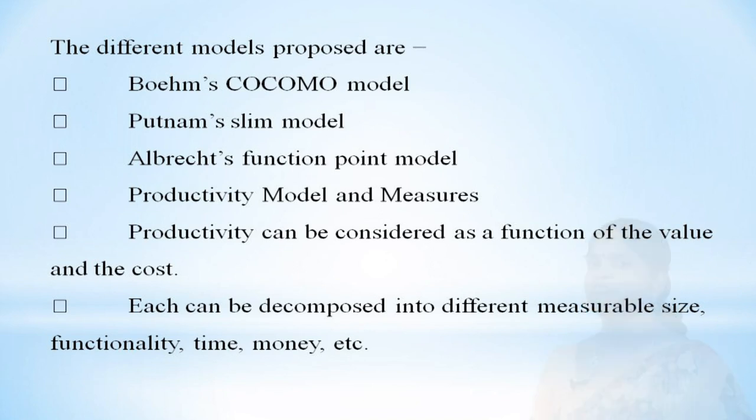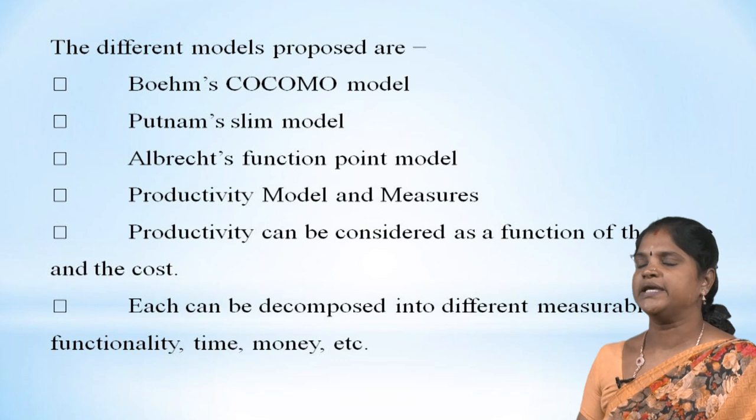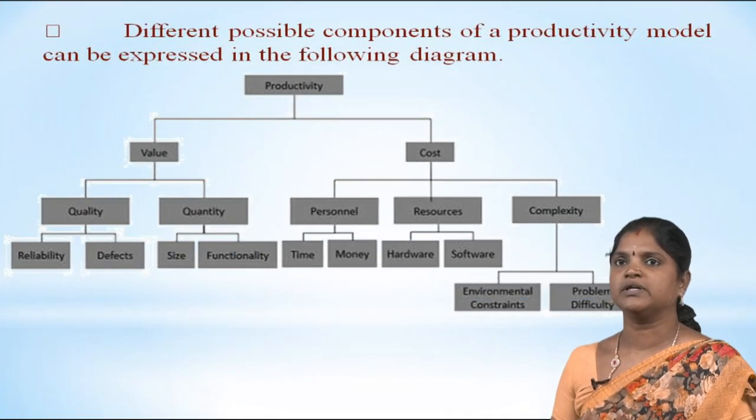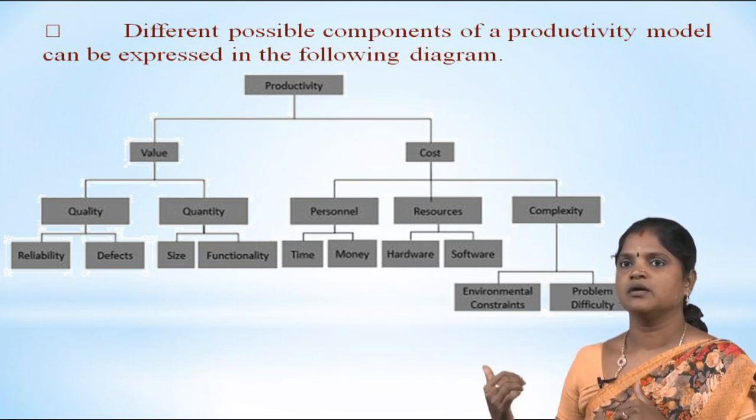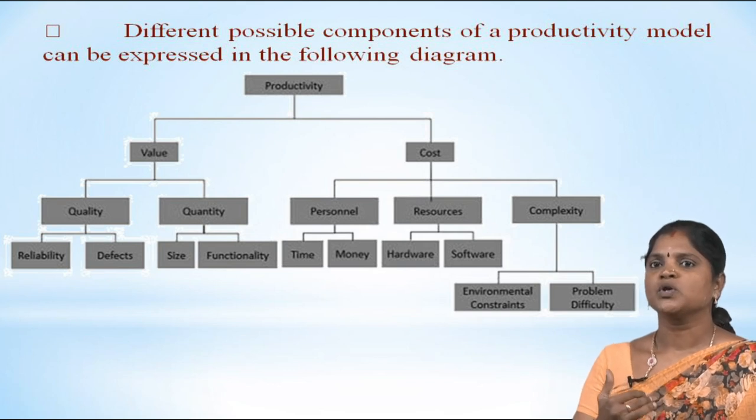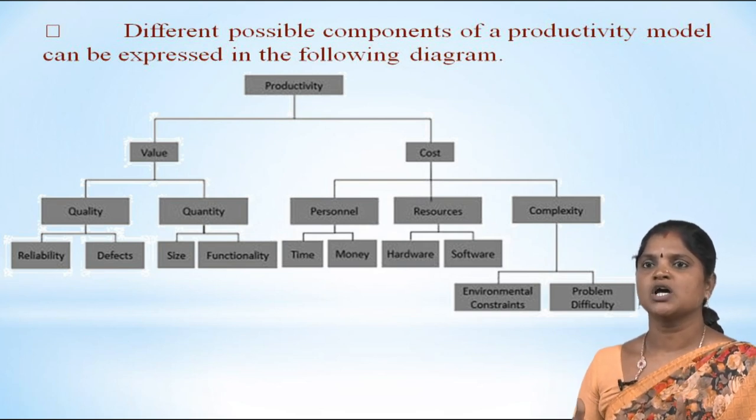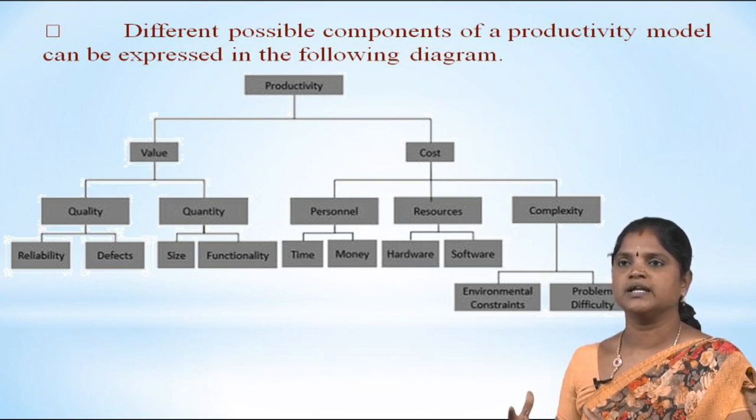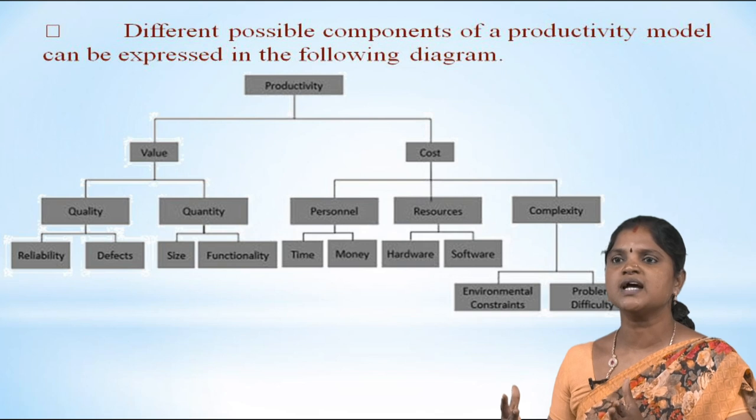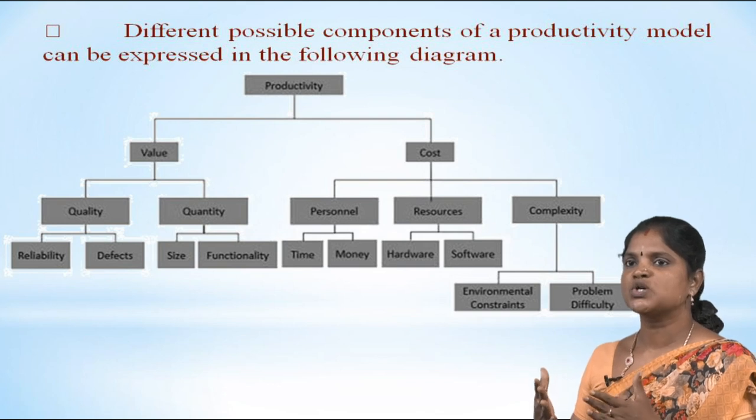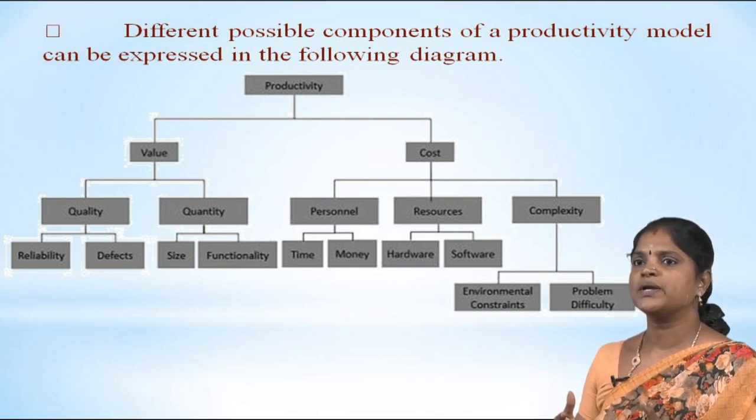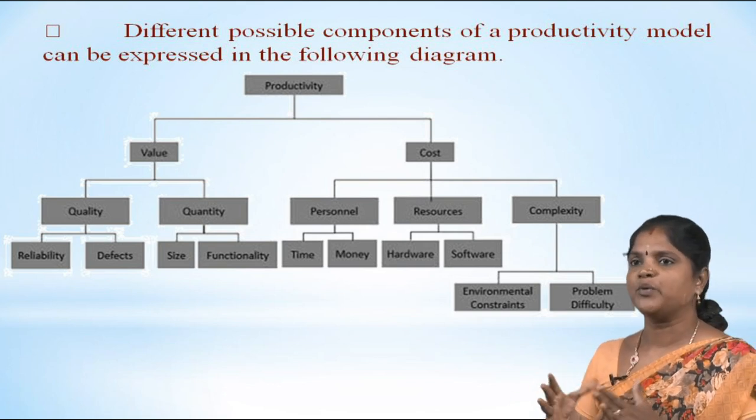Productivity model and measures. Productivity can be considered as a function of value and cost. Each can be decomposed into different measurable sizes, functionality, time and money, etc. Different possible components of a productivity model can be expressed in the following diagram. Productivity: value and cost. Value means quality and quantity. Quality means reliability and defects. Quantity: size and functionality. What are the costs? Personnel, resources, and complexity. Personnel: time and money. Resources: hardware and software. Complexity: environmental constraints and problem difficulty.